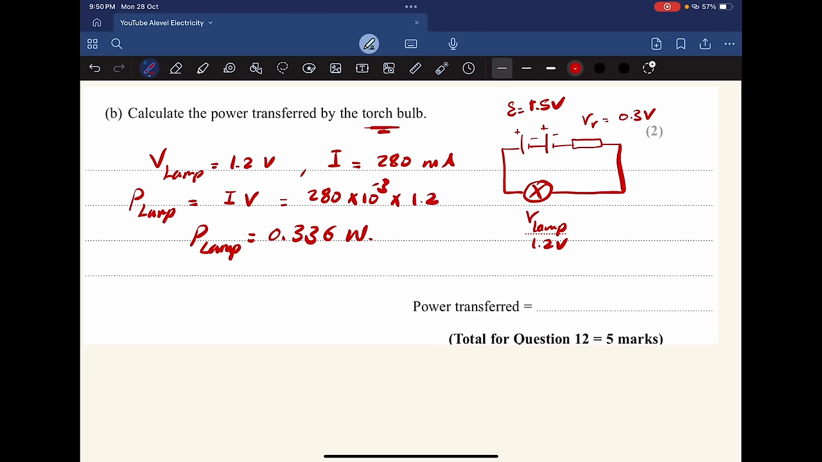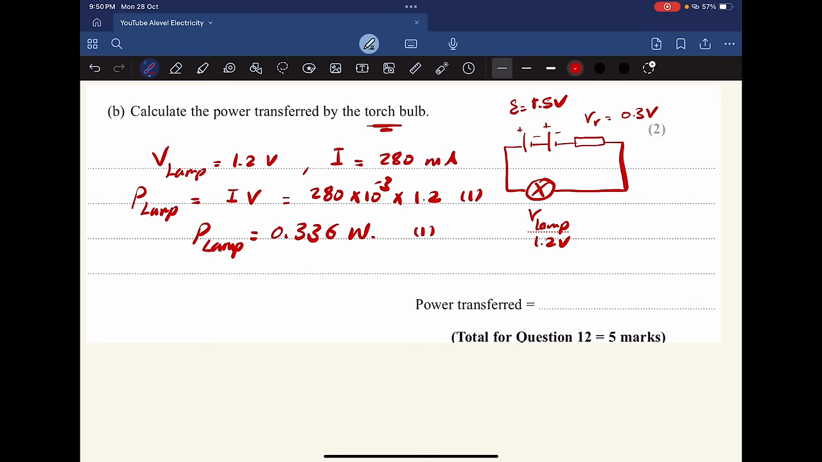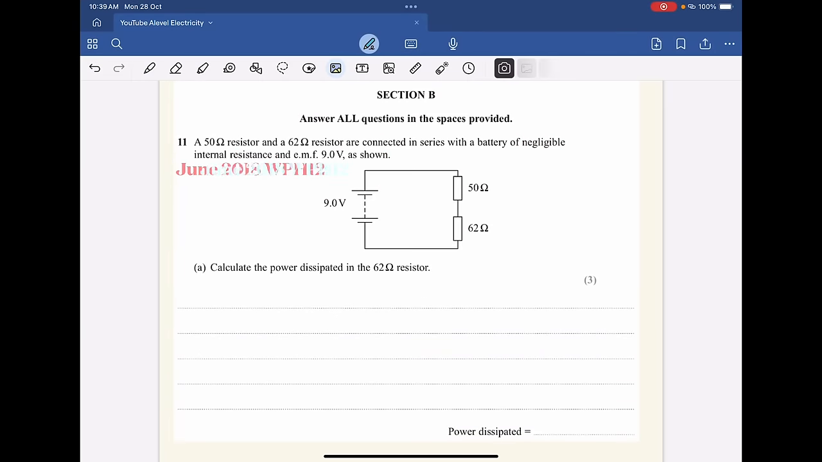There are two other ways to calculate the power as well, using the formula P equals I squared R, but you have to show how much the resistance of the lamp is, and P equals V squared over R. For this formula as well, you have to show how to calculate the resistance to get 2 out of 2. In this question, I get 1 mark for the substitution and 1 mark for the final correct answer with the unit.